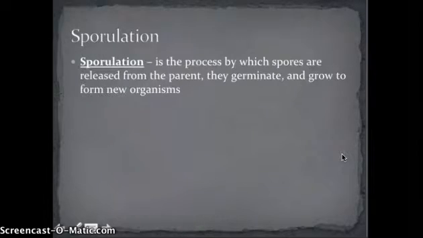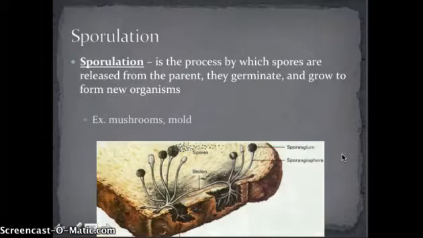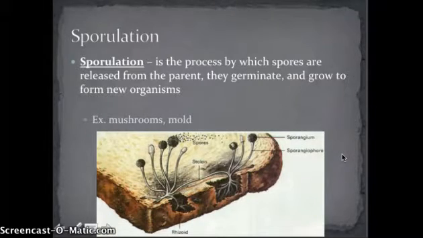Sporulation is the process by which spores are released from the parent. They germinate and grow to form new organisms. Examples would be things like mushrooms and molds. Now, these spores are microscopic, so you cannot see them on the actual bread itself, but mold will form spores that then travel through the air.